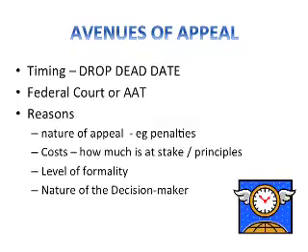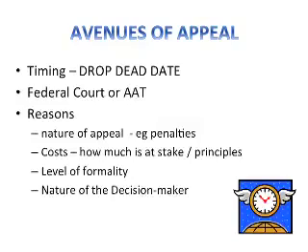Avenues of appeal. You have 60 days to appeal once you receive a notice of a decision on objection, and that is a drop-dead date. If you miss that date, you have to notify your insurer because you cannot get an extension on it. The choice you have to make about your appeal is, where do you appeal? Do I go to the federal court or do I go to the AAT? The reasons you might choose one avenue over another will completely depend on the case before you.